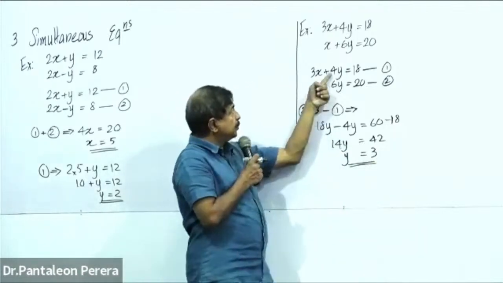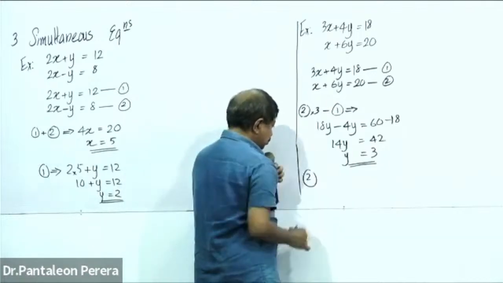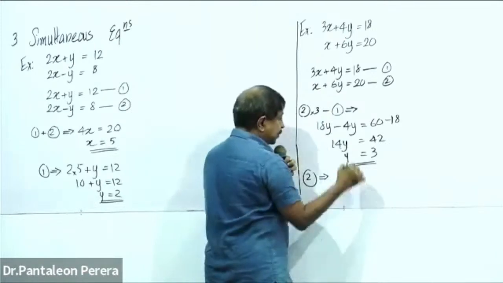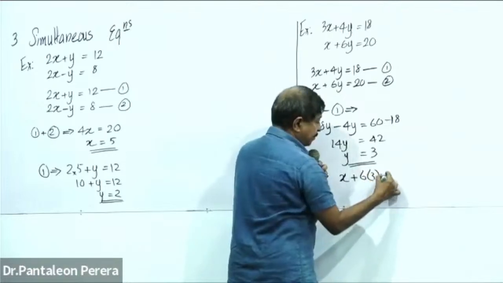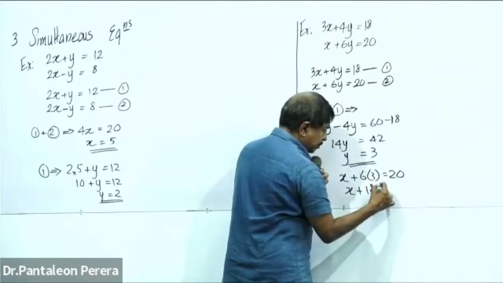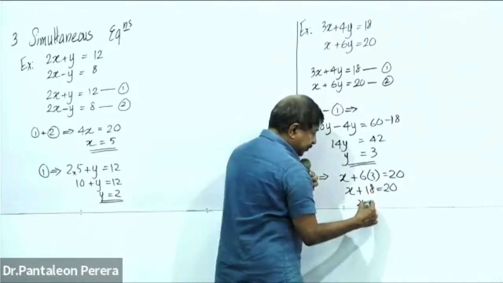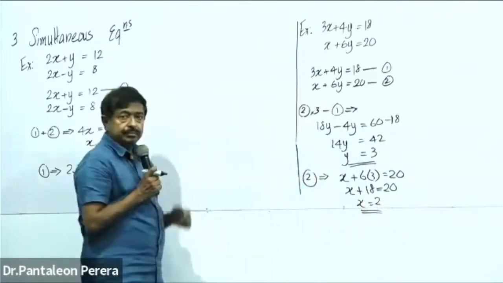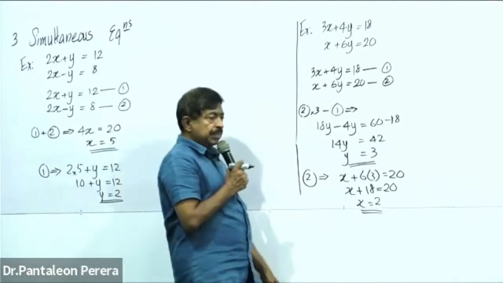Now substitute that value there, probably here in equation 2 to find x. So x plus 6 times y is 20. This is in fact 18. So take that to the other side. So x is 20 minus 18, which is 2. That's the second type.